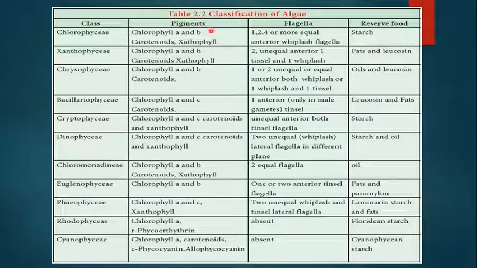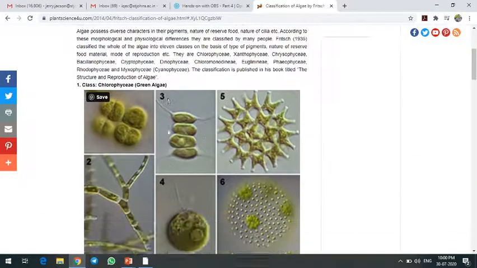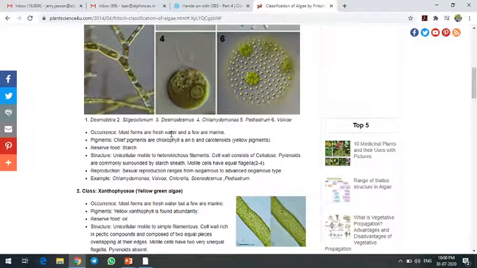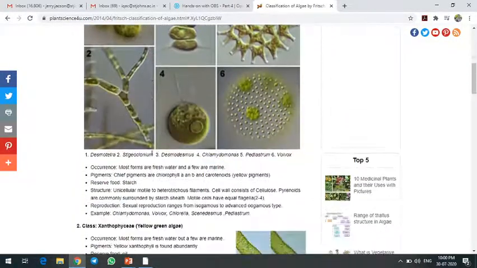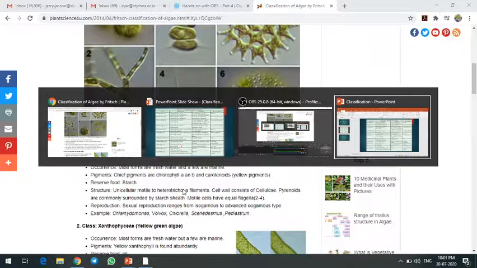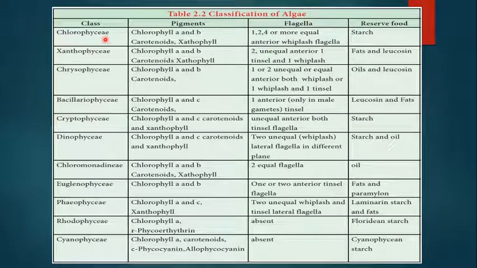using these important characteristics: the pigments, the flagella, and the reserve food. There are other characteristics also which distinguish the different classes, which we will be seeing one by one. So the first class here is Chlorophyceae, also known as the green algae.